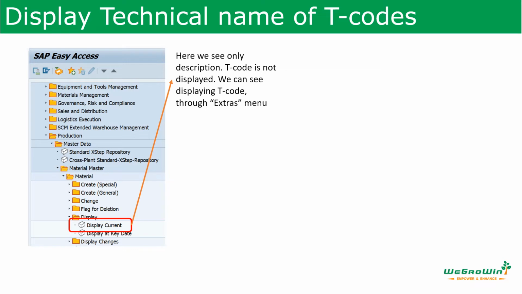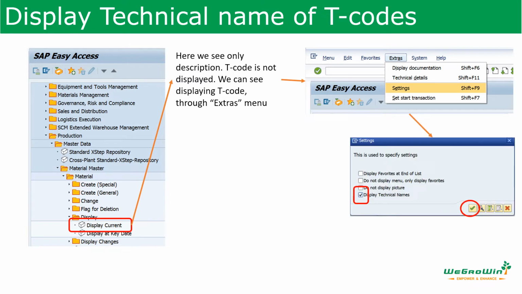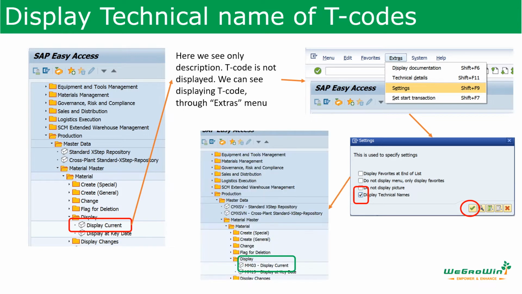So how to display these T codes? Now we go to Extras in the menu and select Settings. After selecting Settings, there is one box: Display technical names. Select it and press enter. Now we are getting this MM03 Display Material Master. Like that we are getting it.